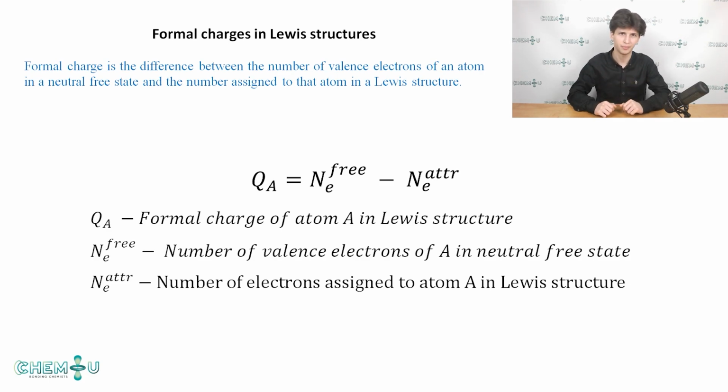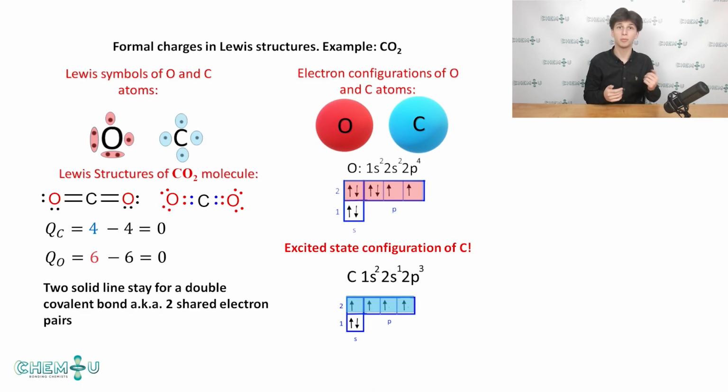Actually, it's very simple. The formal charge is the difference between the number of valence electrons of an atom in a neutral free state and the number assigned to that atom in a Lewis structure. Let me show it to you based on 2 examples. Here's the Lewis structure of carbon dioxide.